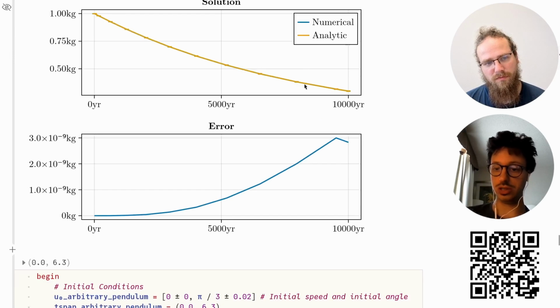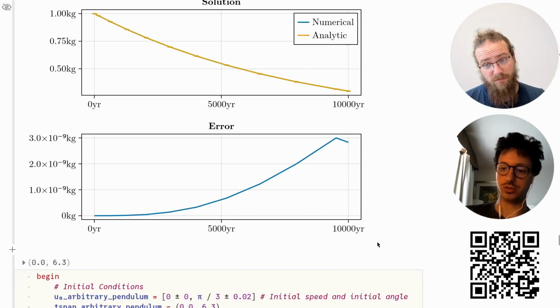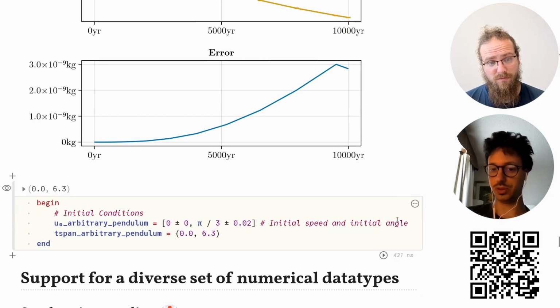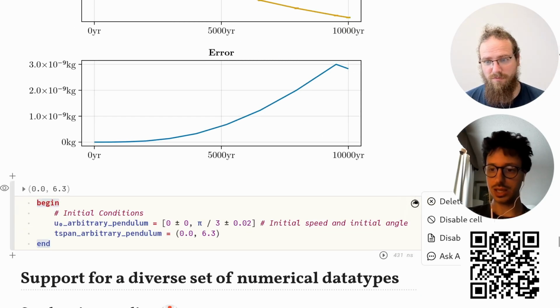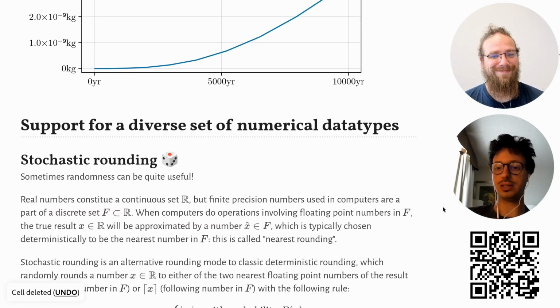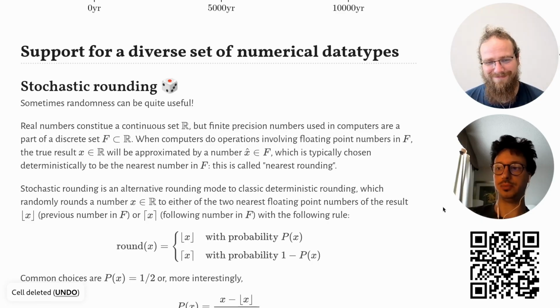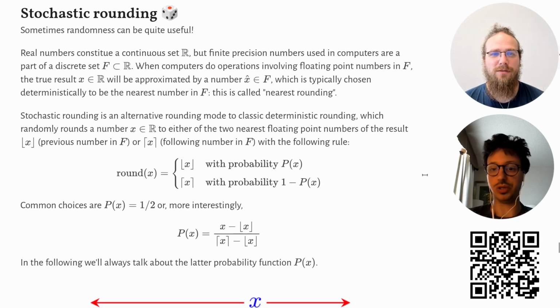And you can also plot the error to see how the error of your differential equation goes with time. And yeah, that's it. Another example of defining a custom data type is, for example, stochastic rounding.